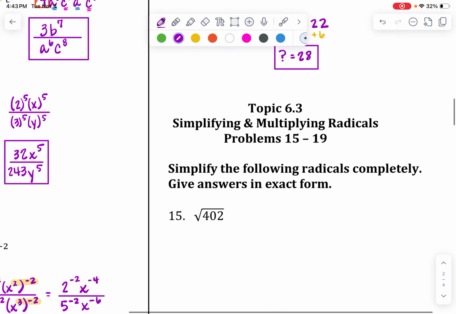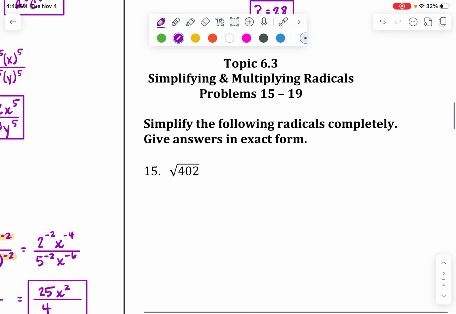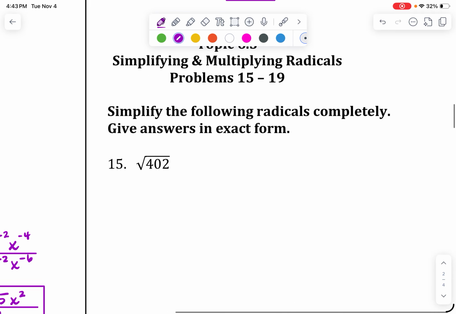All right, moving on to the third section in our unit, which was simplifying radicals. Please make sure that you don't ever give me decimals, right? I've had a few of you guys just typing the square root of 402 in your calculator and giving me some rounded or infinite decimal kind of answer. And that is not what we want here. We want exact form, which means leaving it as a square root.